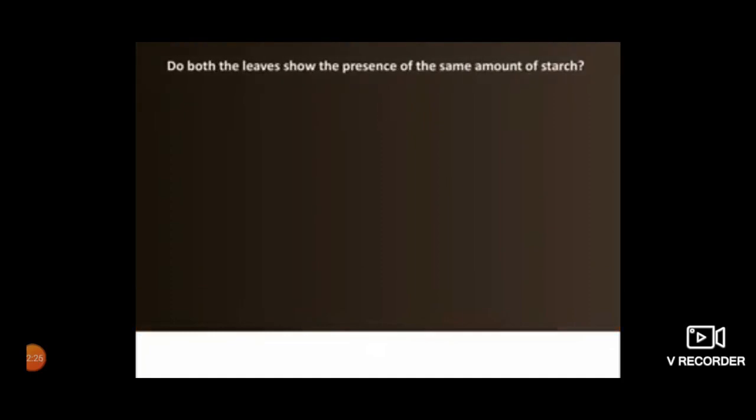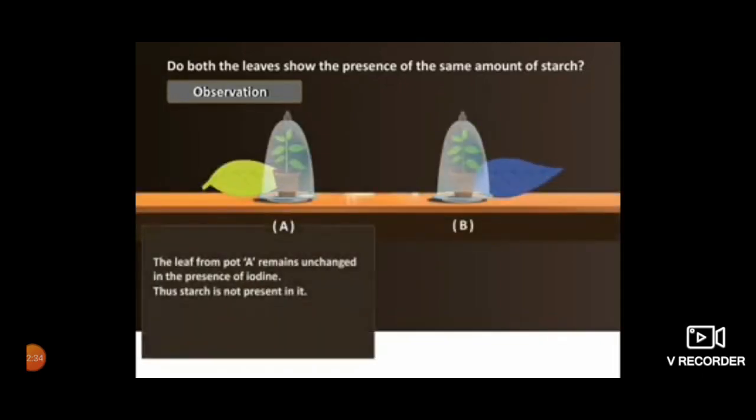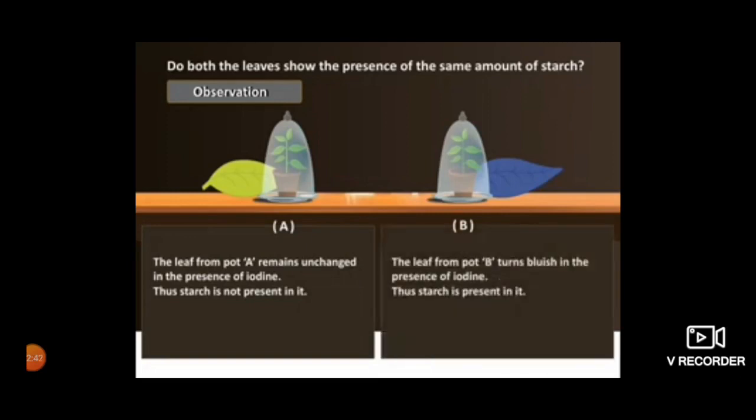Do both the leaves show the presence of the same amount of starch? Observation. The leaf from pot A remains unchanged in the presence of iodine. Thus, starch is not present in it. The leaf from pot B turns bluish in the presence of iodine. Thus, starch is present in it.